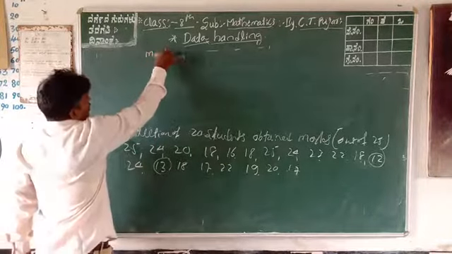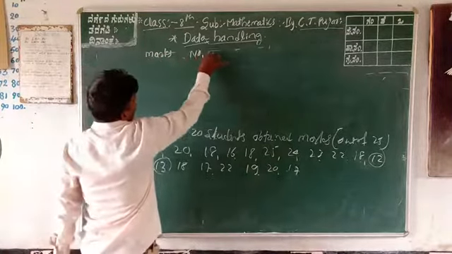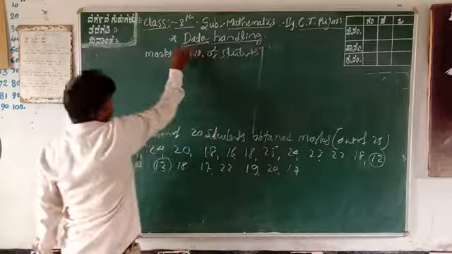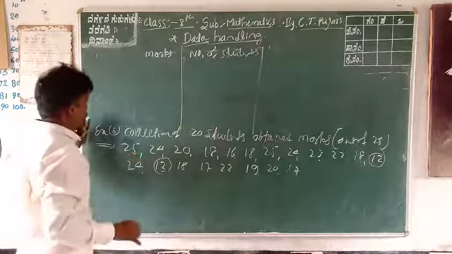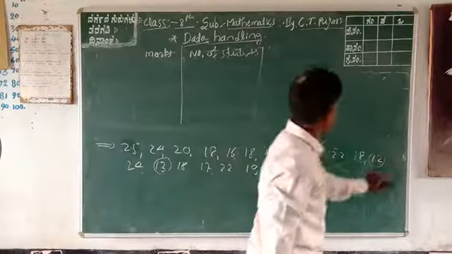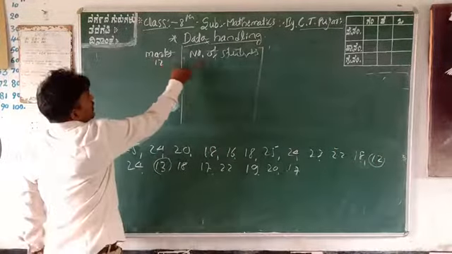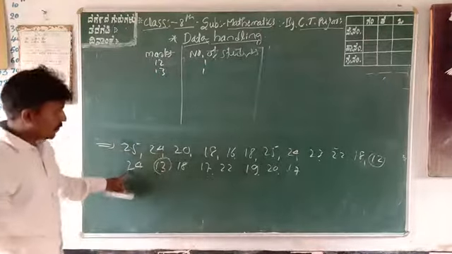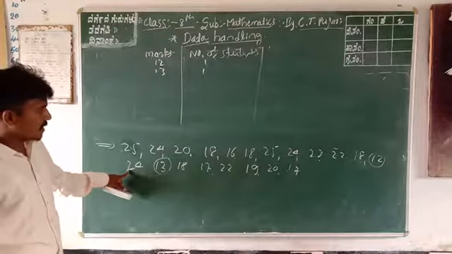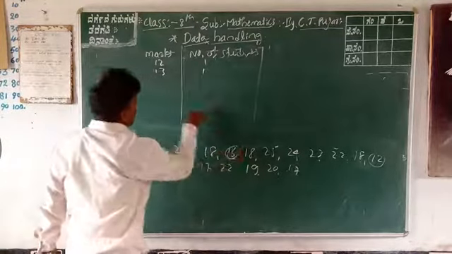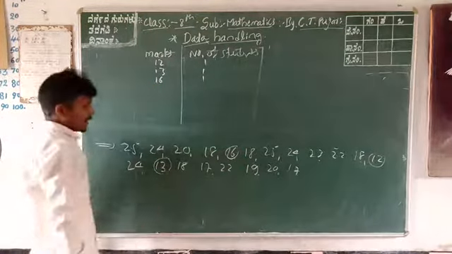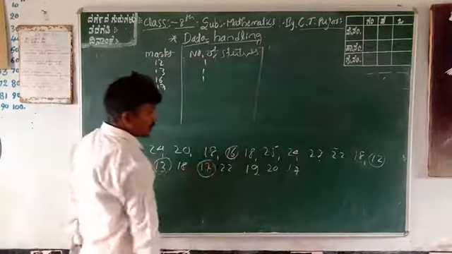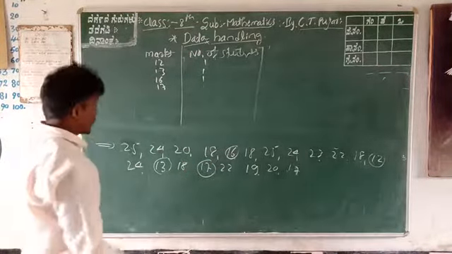Marks, number of students. First one, 12 marks, only one student. 13 marks, only one student. Next one, 14 is not here. 15 is not here. Next 16, only one student. Next 17, how many students? Only one.